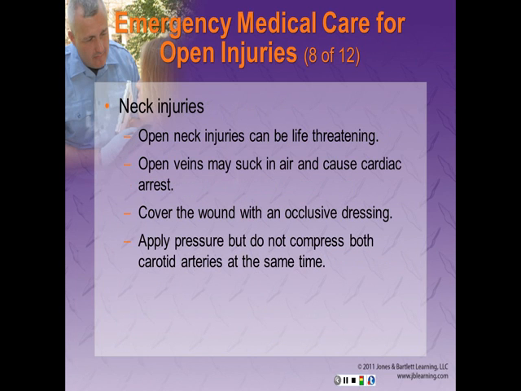Open neck injuries may be life-threatening. If the veins of the neck are open to the environment, they may suck in air. If enough air is sucked into a blood vessel, it can actually block the flow of blood in the lungs, sending the patient into cardiac arrest. This condition is called an air embolism. To prevent this, cover the wound with an occlusive dressing and apply pressure, but do not compress both carotid arteries at the same time. This can impair circulation to the brain and cause your patient to suffer a stroke.